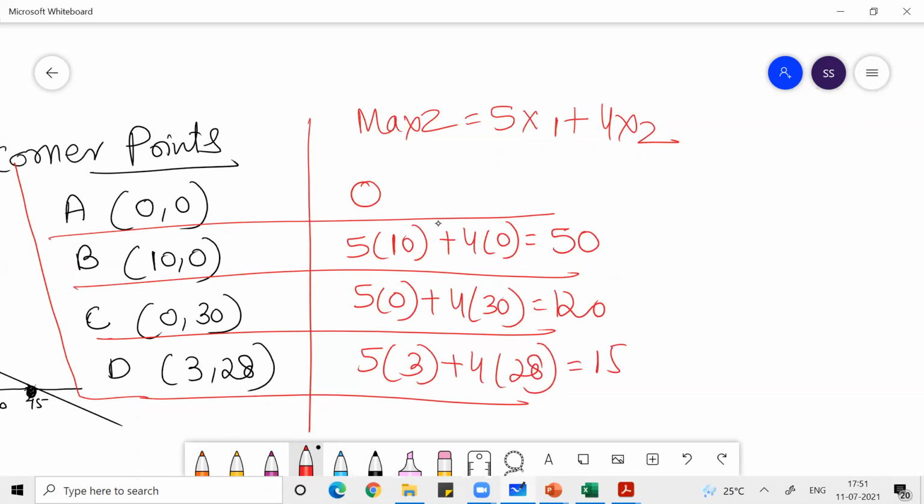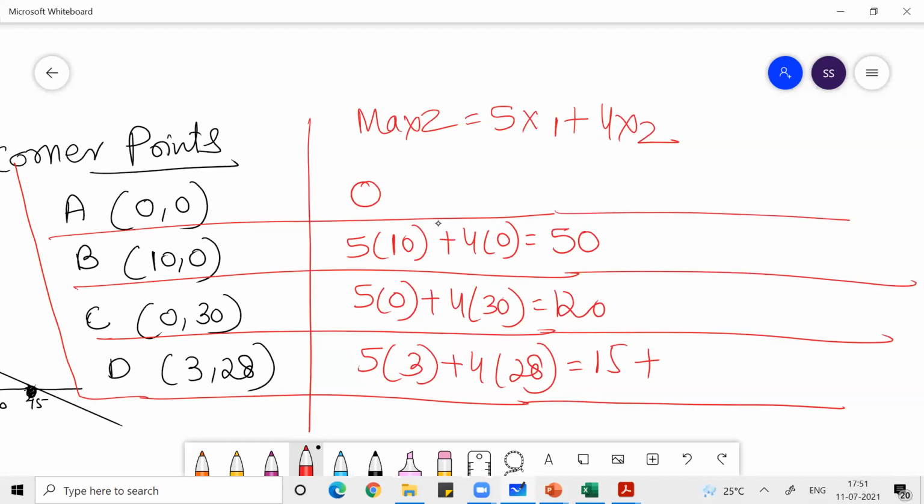This is 15 plus 4 times 28, which is 112. So you'll get 127. This is your maximum value. So the maximum value of Z is 127, where x1 should be equal to 3 and x2 should be equal to 28. Anyone, any doubt?